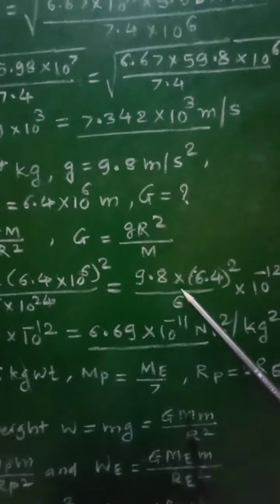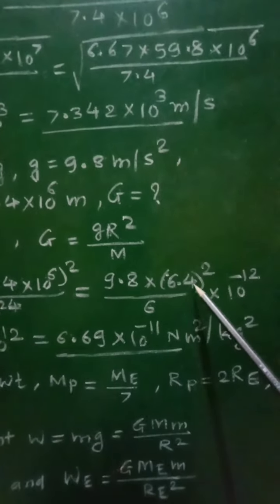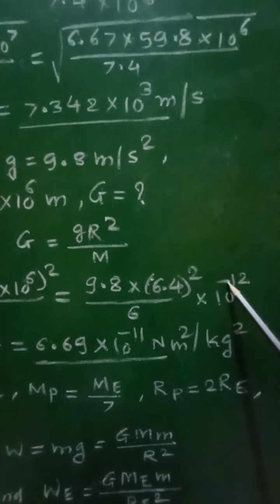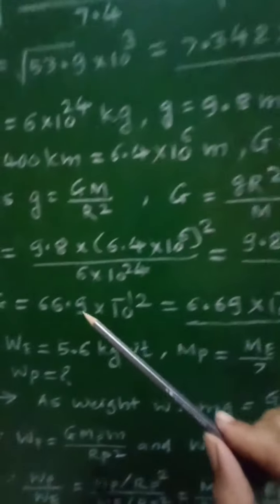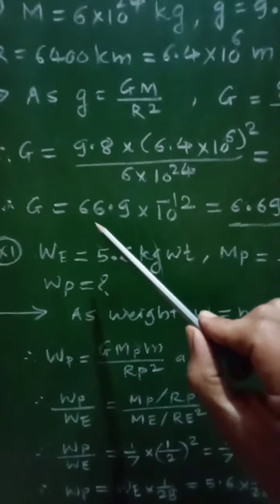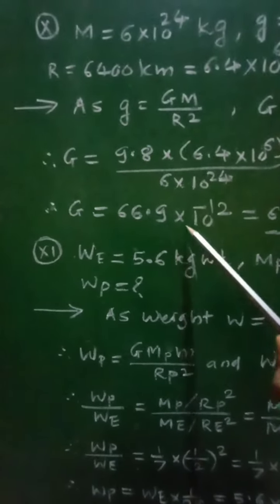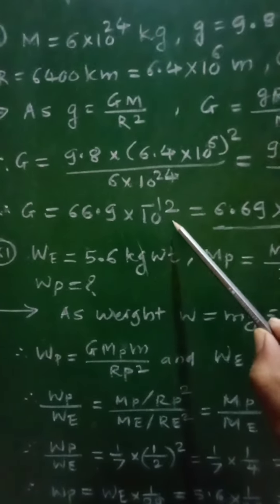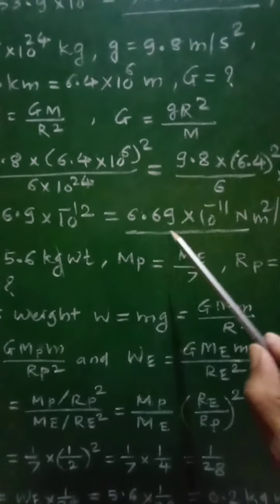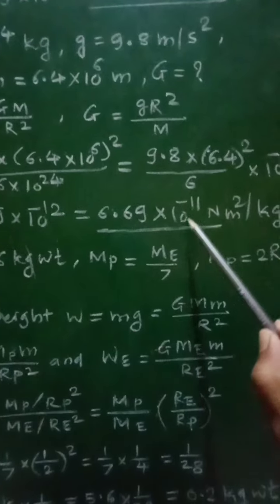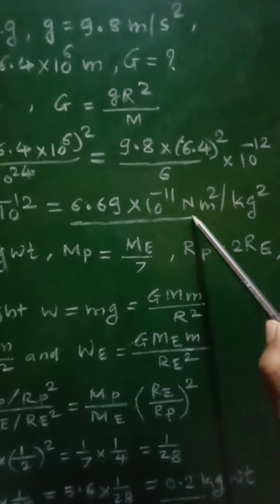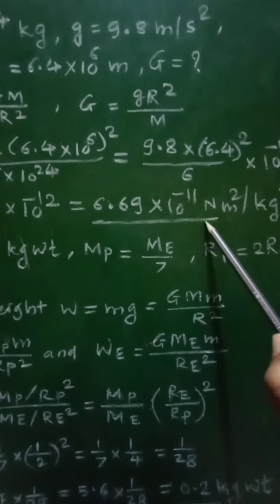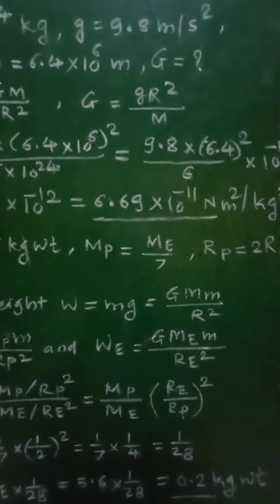Simplifying this, we will get 9.8 into 6.4 square divided by 6 into 10 raised to minus 12. Further, we will get G equal to 66.9 into 10 raised to minus 12, which will be written as 6.69 into 10 raised to minus 11 Newton meter square per kilogram square, and this will be the required value of universal gravitational constant.